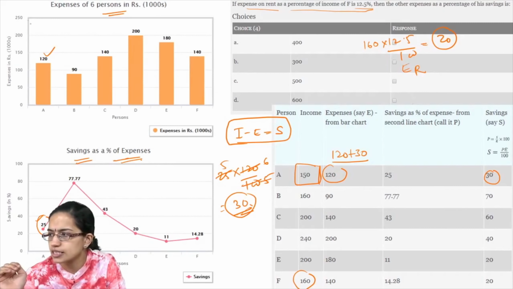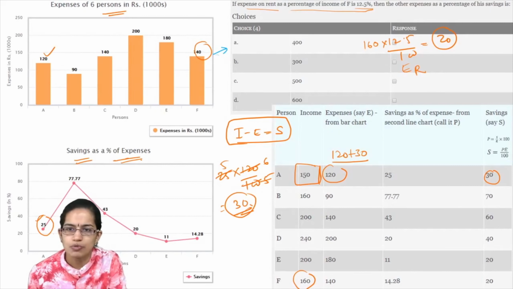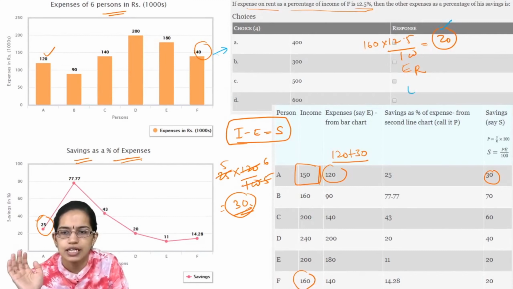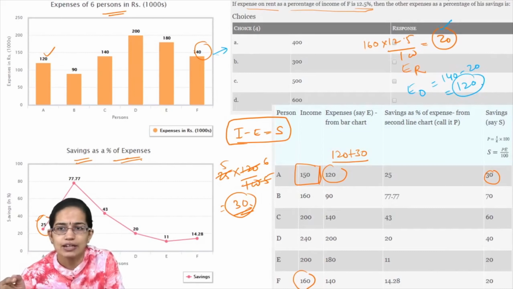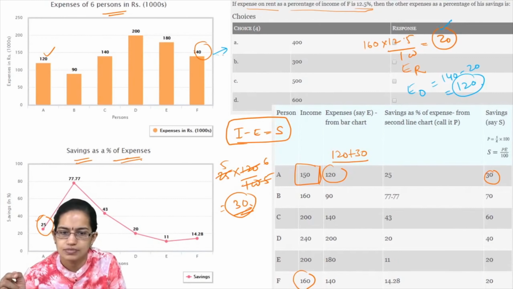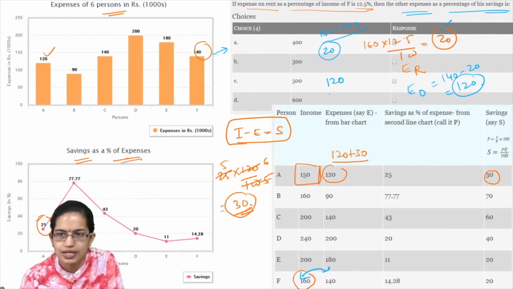What is my other expenditure? For F, 140 is the total expenditure. Now out of this 140, 20 I spent on rent. What is the expenses on other items? It is 140 minus 20, which is 120. Again, what I have to calculate is other expenses as a percentage of his saving. So what is his saving? His saving is 160 minus 140, which is 20.